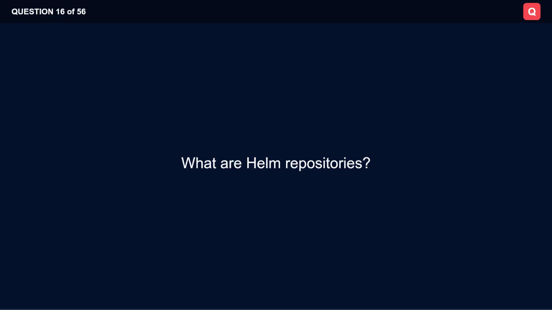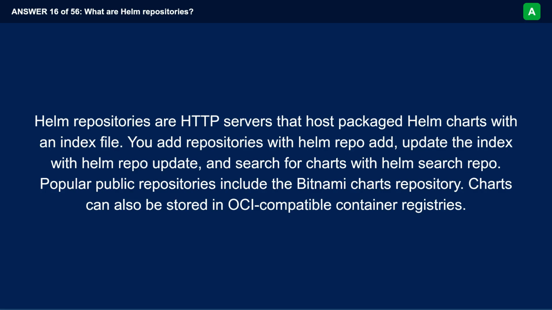What are Helm repositories? Helm repositories are HTTP servers that host packaged Helm charts with an index file. You add repositories with helm repo add, update the index with helm repo update, and search for charts with helm search repo. Popular public repositories include the Bitnami charts repository. Charts can also be stored in OCI-compatible container registries.